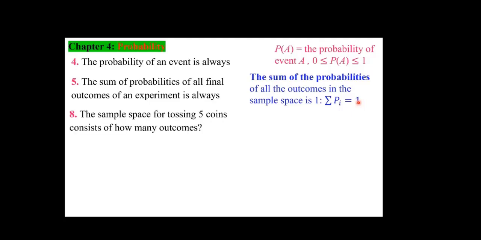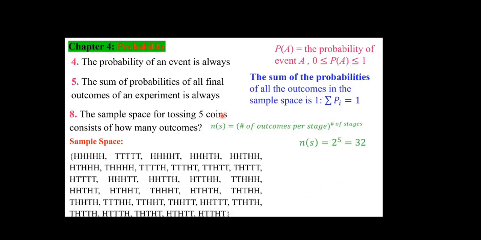The sample space for tossing 5 coins would be 2 to the power of 5, which is 32. The way we calculated it is important. The number of outcomes per stage, that means there are 2 outcomes, heads as well as tails. And the number of stages, that means the number of coins, gives us 2 to the power of 5, or 32. If we were to write that, we would get H, H, H. There are 5 H's, and at the end, we have 5 T's.